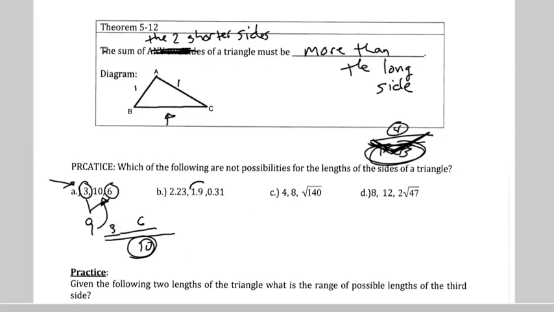On this one, try to add these. These are the 2 short ones. 1.9 plus 0.31 gives me 2.21. Is 2.21 greater than 2.23? Nope. So that one's not going to work. What do I need to do? I have no idea what that length is. I'm going to grab a calculator.